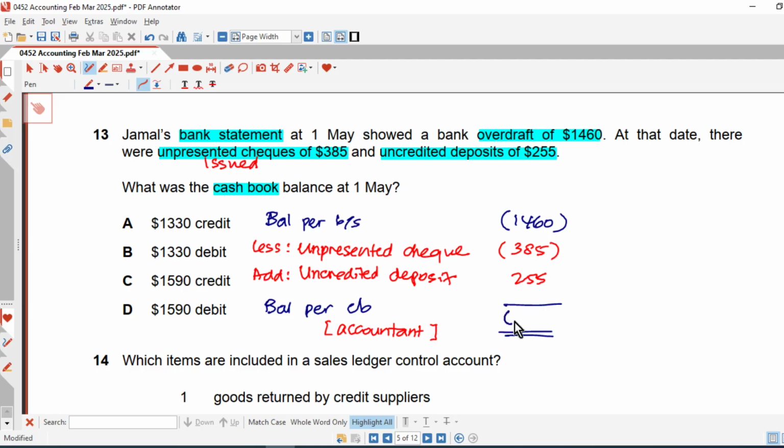$1,590, and this would be a negative figure. So it's an overdraft. It appears on the credit side. So that's one other thing to look out for. Right, so that's bank reconciliation. Simple as that. I don't know why some people find it tough.